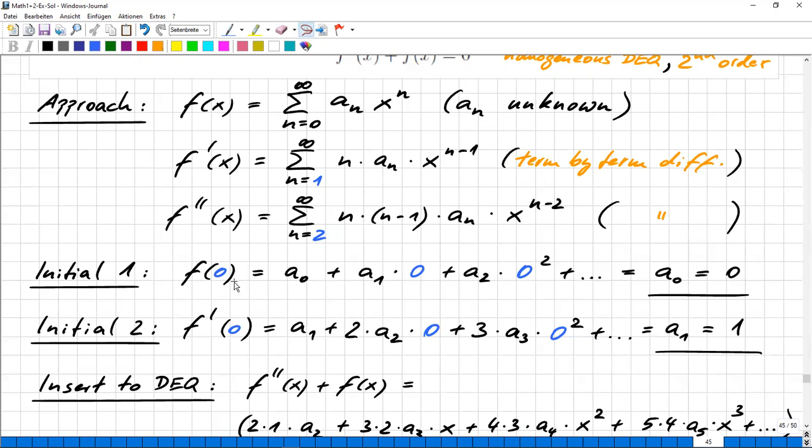Now, what do we get? We find out that all these terms, except for the constant, go away. They become 0, they disappear. So what stays is that f of 0 equals a0. And in the end, it means that a0 equals 0, because this is the first initial condition: f of 0 should be 0. So that's already the determination of our first coefficient, coefficient number 0.